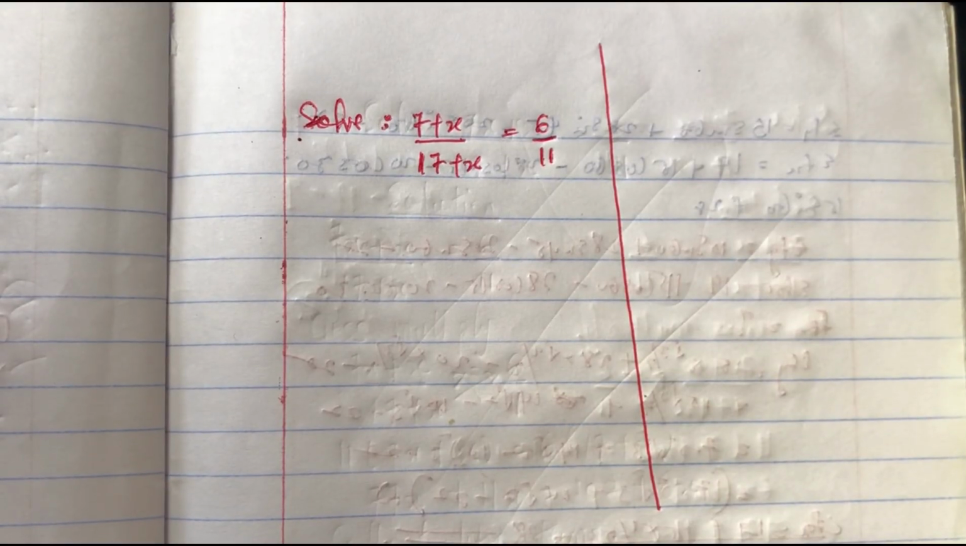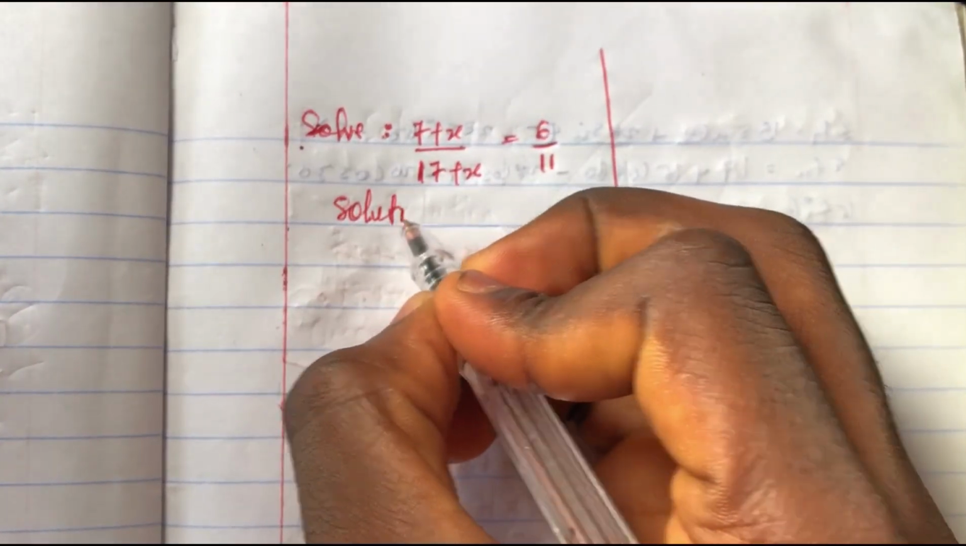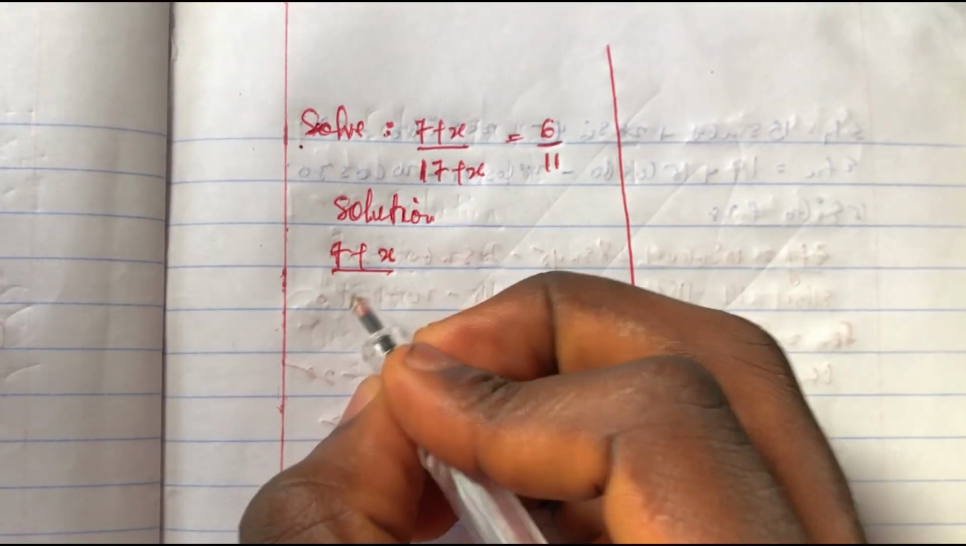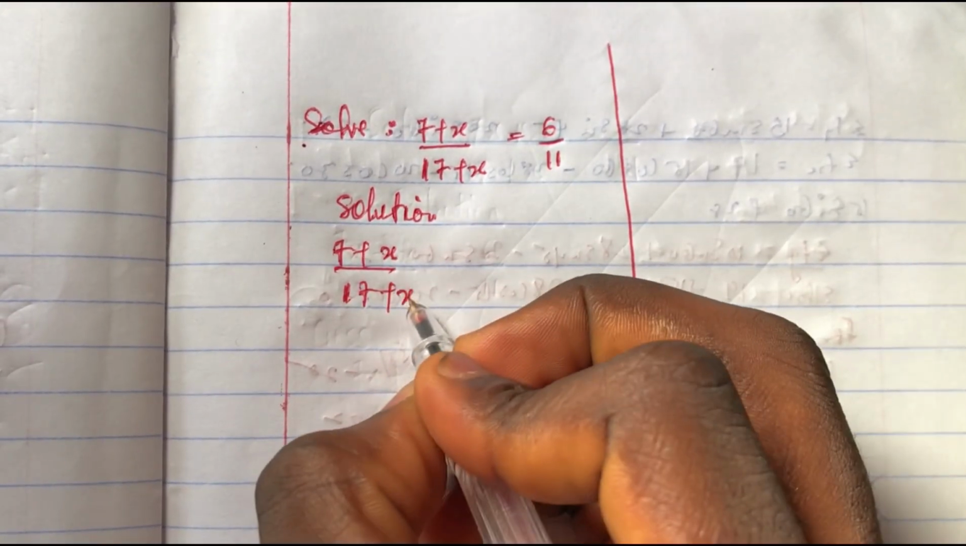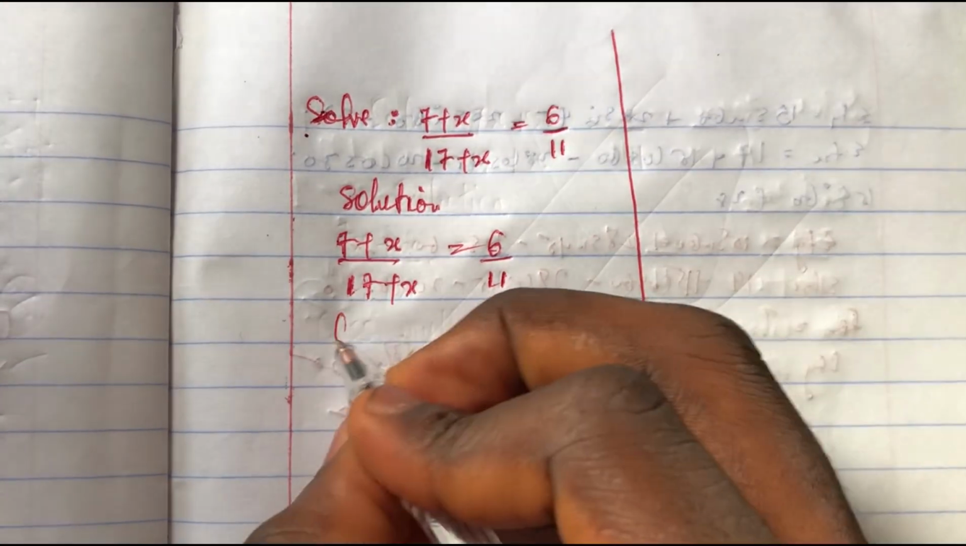We are asked to solve this. So start by writing solution. Solution, we have (7 + x)/(17 + x) = 6/11. So cross multiply.